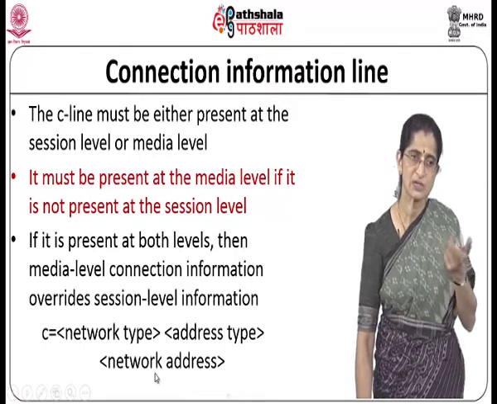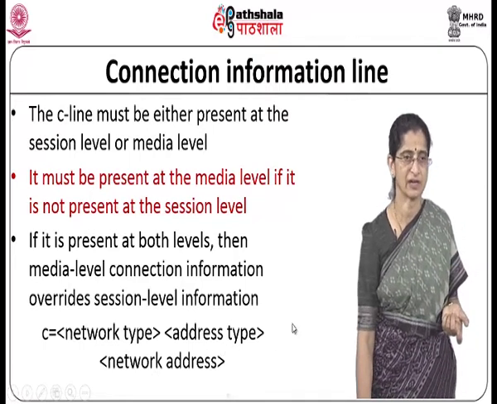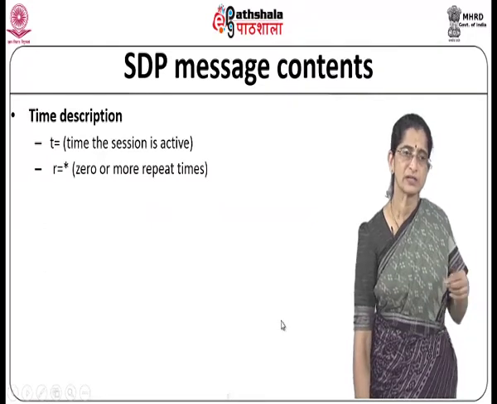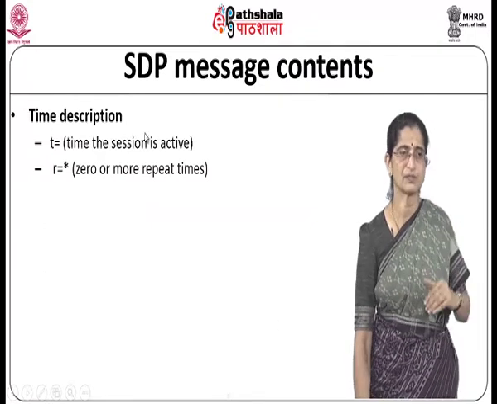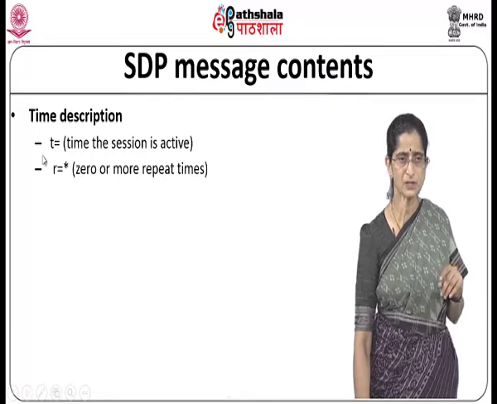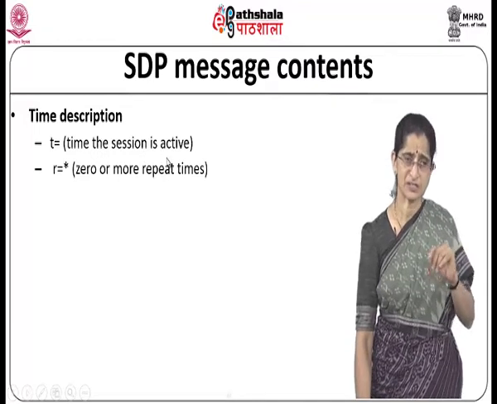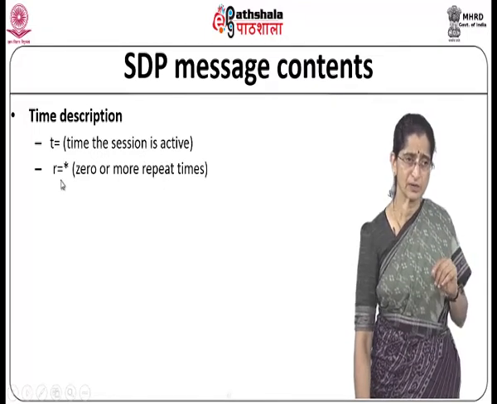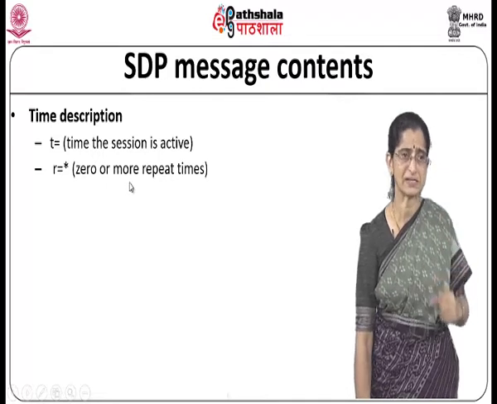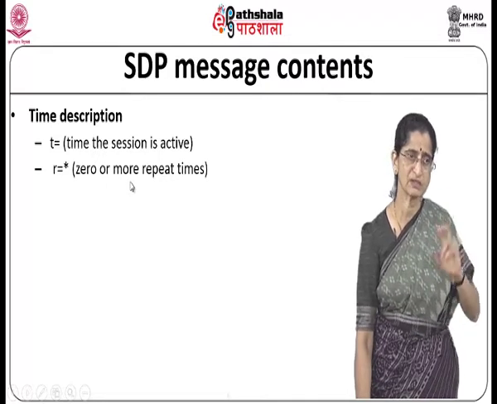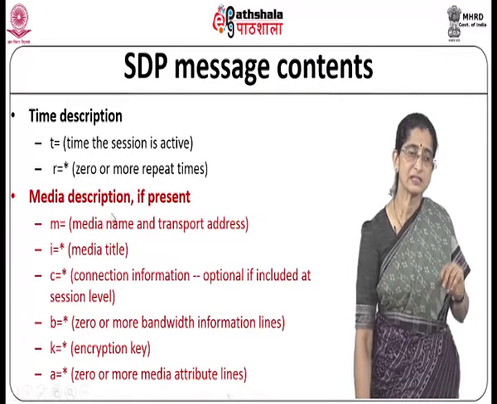So this is used to give the network connectivity kind of information. Okay. So then looking at the time description part of the SDP message contents. T gives you the time the session is active, and we said you can have R, which is 0 or more repeat times. So you will have a T and an R to give the description of the time. And then there is a media description.